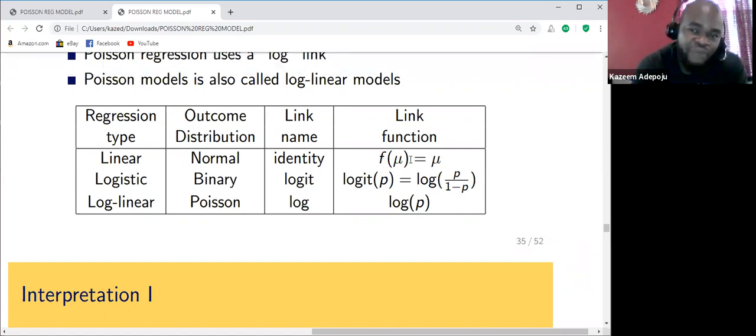If f of mu equals mu, then we're referring to identity, the linear regression model. If the logit of P equals the log of odds ratio, of course we are referring to logistic regression. If we take the log of lambda, we are referring to the Poisson regression model, which is also called the log linear model. So I just wanted you to know that.